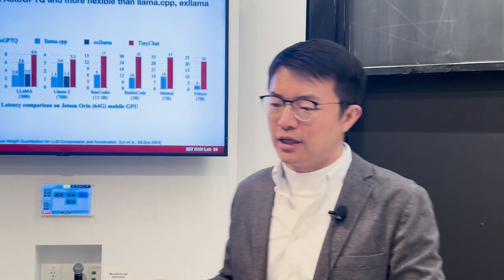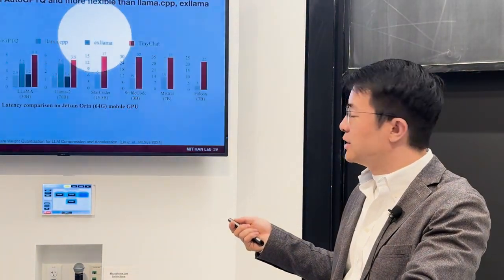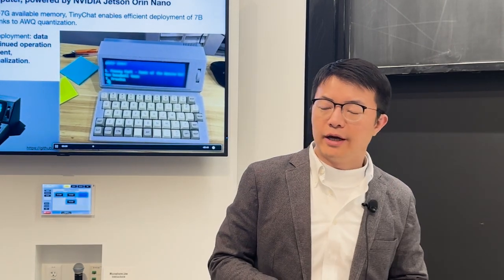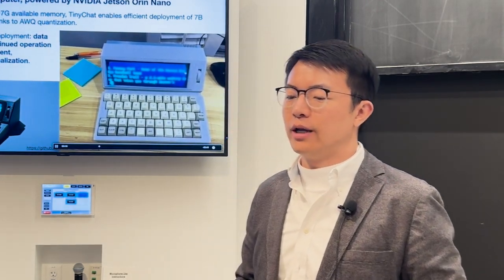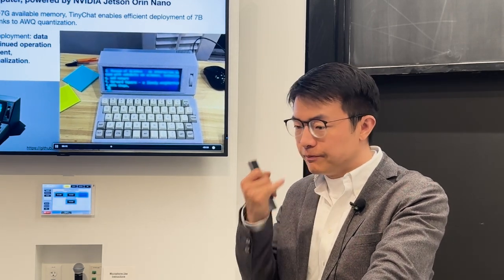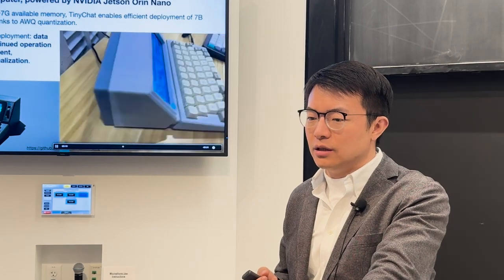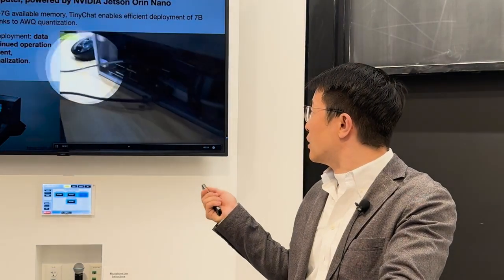So this is comparing AWQ with other frameworks like AutoGPTQ, Llama.cpp, ExLlama, etc., on a Jetson Orin mobile GPU. We built a TinyChat computer, which is right here, powered by Jetson Orin Nano. And we can run Llama 2 7B on this TinyChat computer. It's 3D printed. And inside, in the back, it has a Jetson Orin Nano, which is right here.